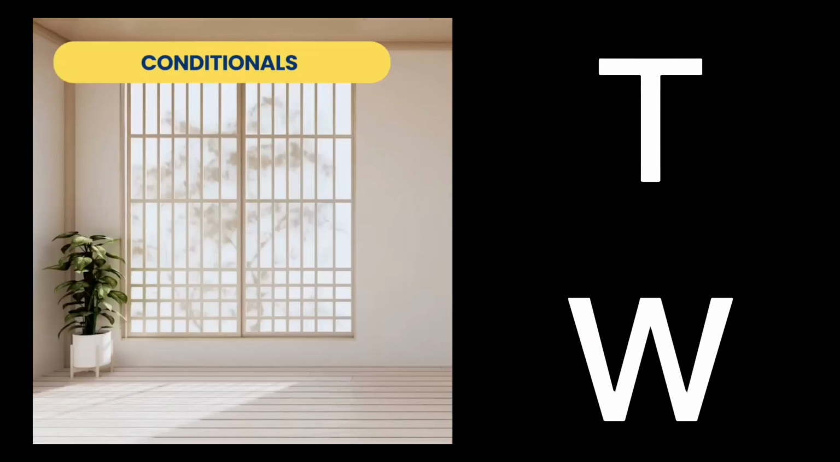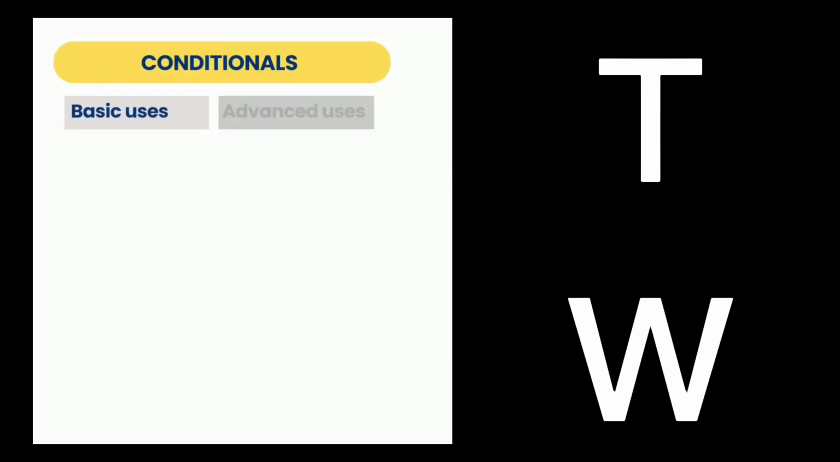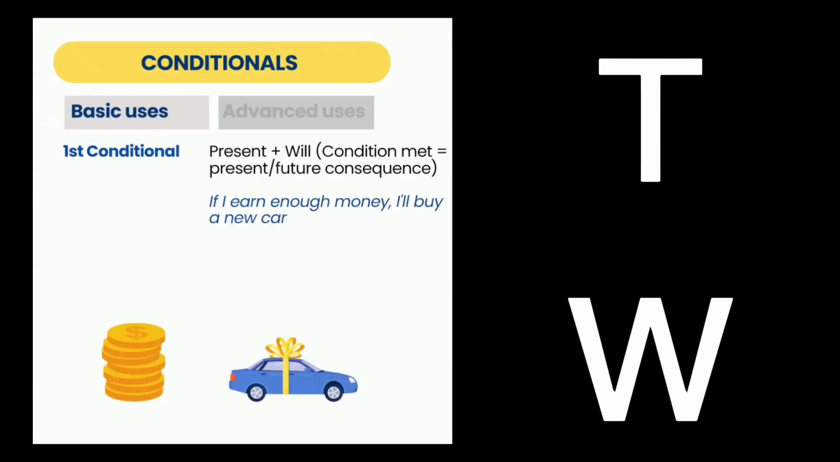And finally, conditionals. Conditionals use tenses in different ways for different purposes. Here are the basic uses, which generally include the first conditional. The main reason for using the first conditional is to say a condition. If a condition is met, there will be a present or future consequence. For instance, if I earn enough money, I'll buy a new car. So the present simple is in the first part, the condition, if I earn, and will is in the second part, the present or future consequence. I'll buy a new car.